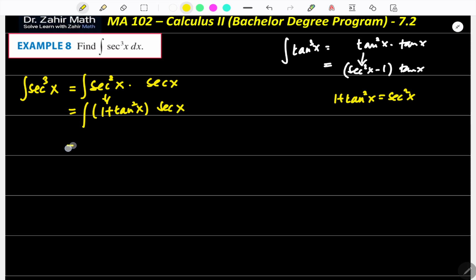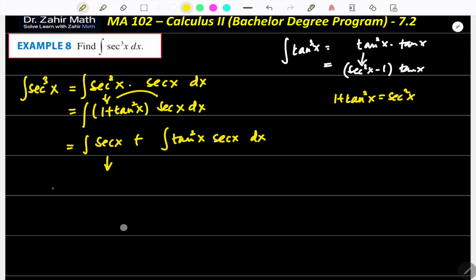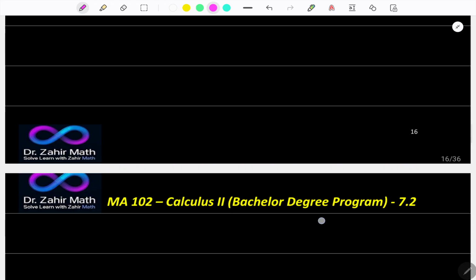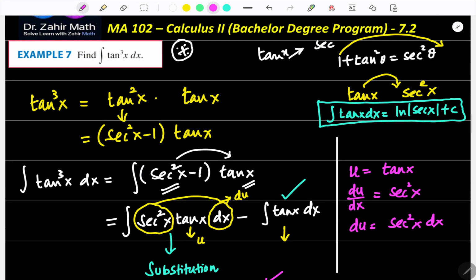Correct or not? What I did in the previous question, I split it: 1 into secant x is secant x, plus integral tan square x into secant x, right? So this is what I did in the last question, the same manner. You know the formula for integral of secant x? It is ln absolute value of secant x plus tan x, right? And here I used the substitution method in the previous question. When I started using substitution, I put u equal to tan x. I got secant square x, right?